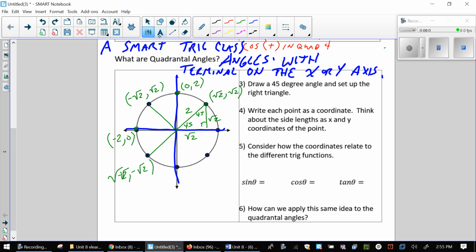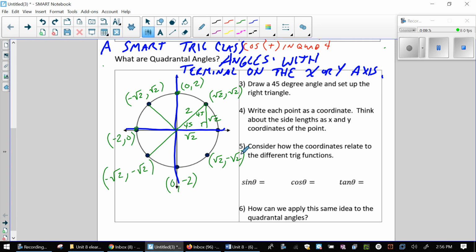All right, let's fix that. There we go. When I get here, I'm going 0 left or right, and I'm going down 2. When I get here, I'm going positive root 2 and down root 2. Now, I don't use these coordinates a lot, but I want to use it to help you guys see the pattern. So watch what we do now.